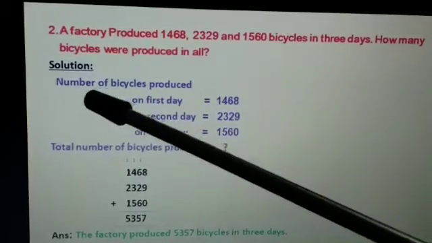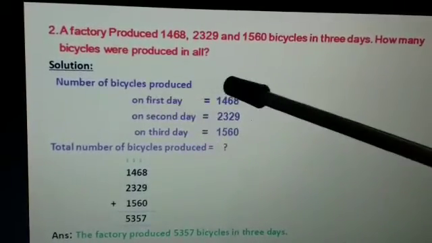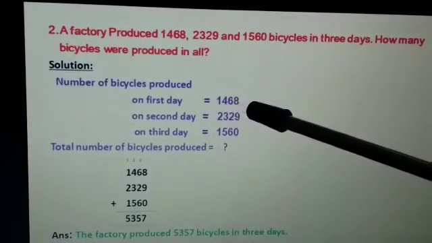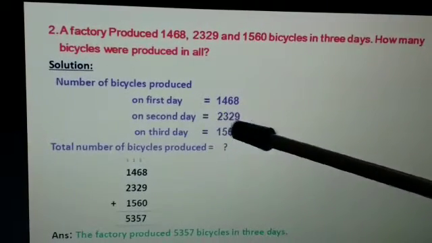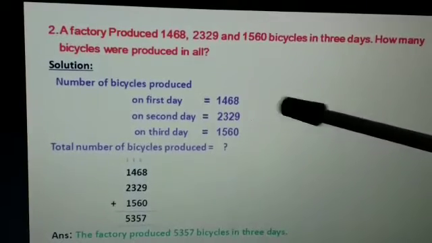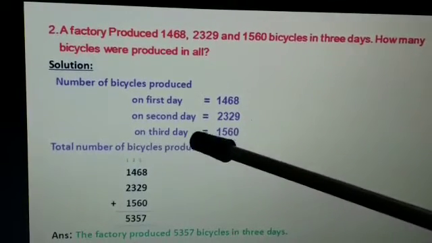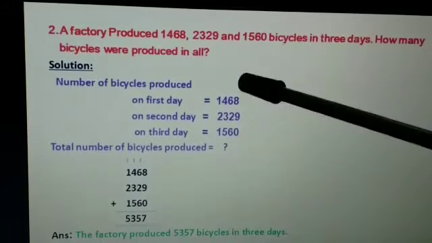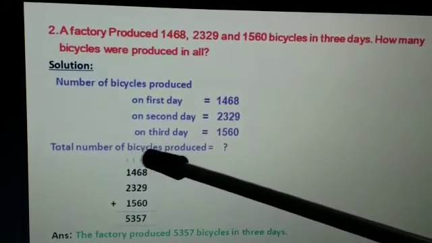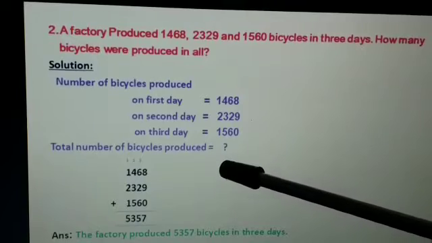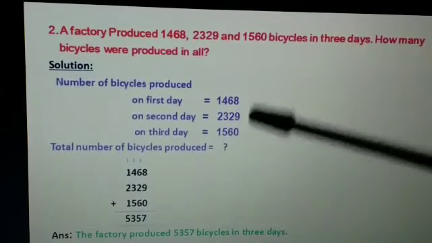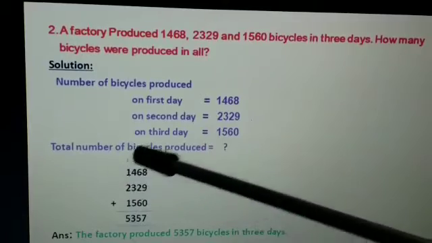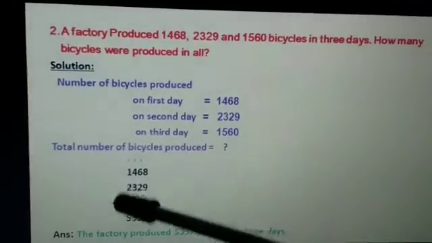Then the statement will be number of bicycles produced on the first day 1,468, on the second day 2,329, on the third day 1,560. That means we have to find the total number of bicycles produced. For that we have to add all these three numbers. Then we will arrange them in columns.